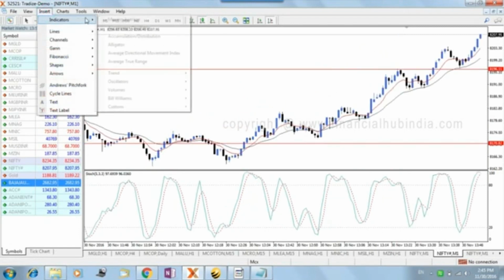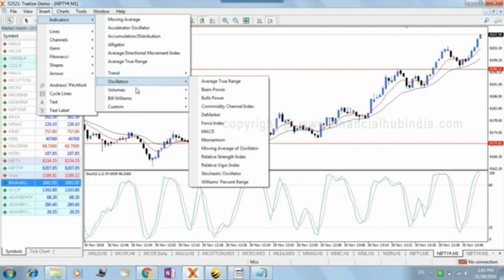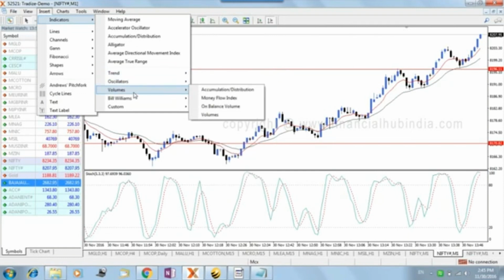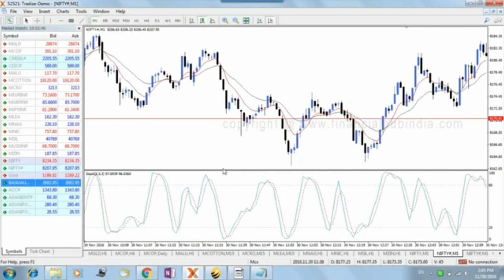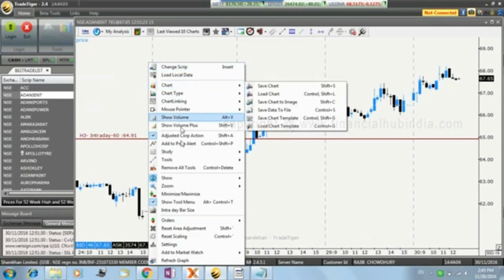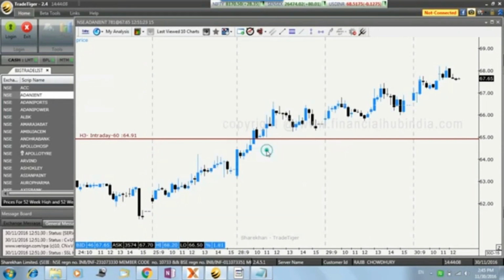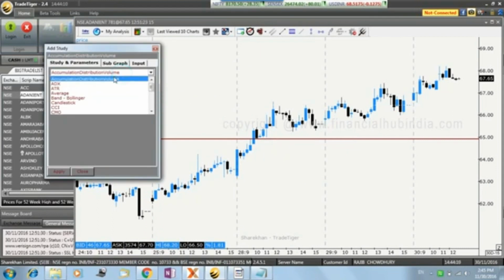For any indicator, type it in Google and you'll get the formulas and everything. How to use it and how to trade based on it are the strategies. There are different strategies for different indicators that you'll have to go through. How to add the indicators in Trade Tiger? Right click and choose study, add the study, and you have all these indicators here.